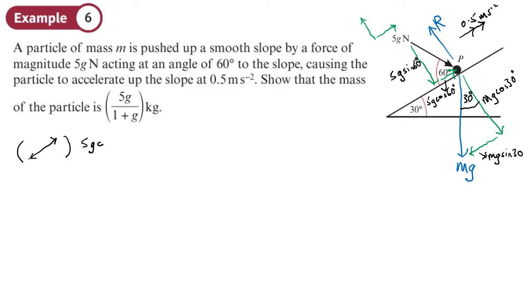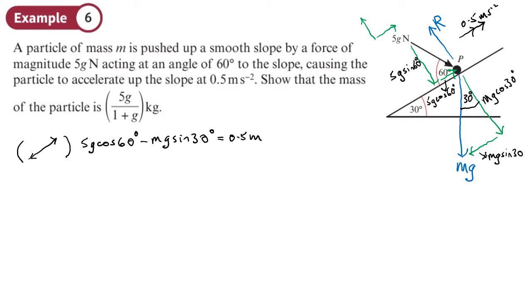5g cos 60. Anything else going up that way? No. What's going down? Or mg sine 30. And that will equal ma, so mass times acceleration. Like that. Can we simplify that? Are there things that can cancel down?